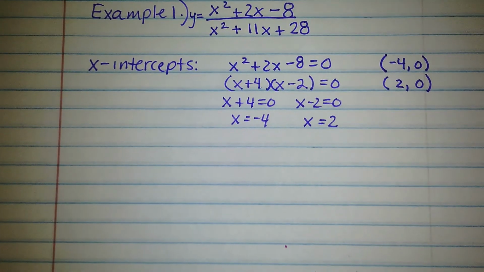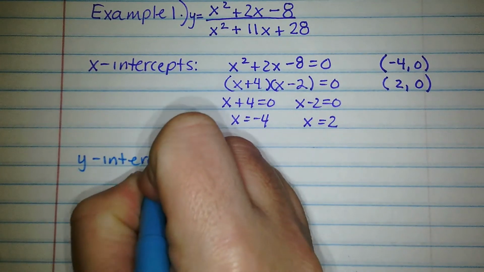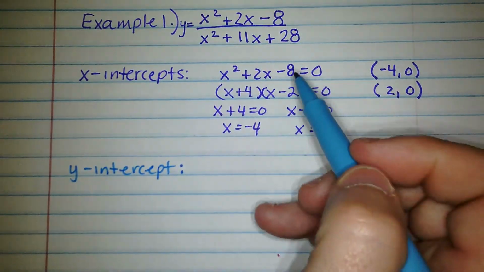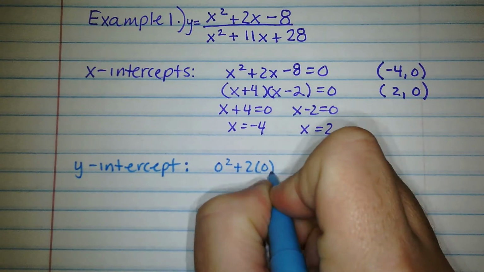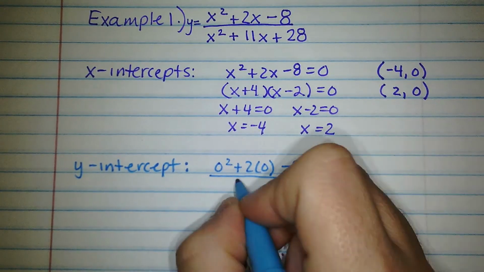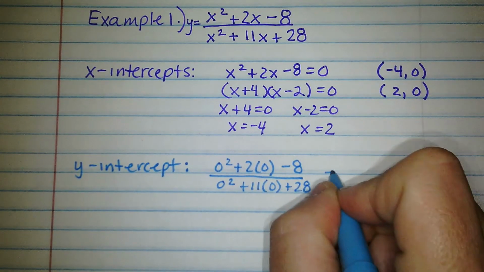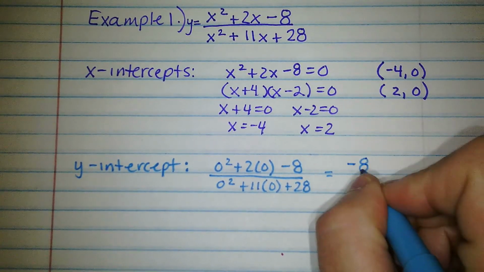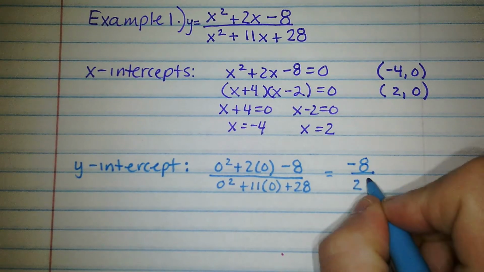So that's step 1. The second thing we have to find is the Y-intercept. To find the Y-intercept, all we have to do for that one is replace every X with a 0. So 0 squared plus 2 times 0 minus 8 over 0 squared plus 11 times 0 plus 28. And 0 squared plus 2 times 0 is all 0, minus 8 is -8 on top. And 0 squared plus 11 times 0 is 0, plus 28 is 28 on the bottom.